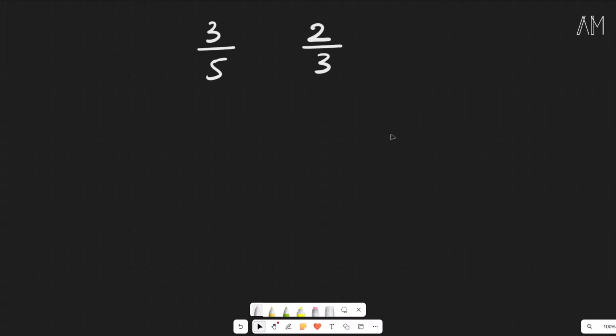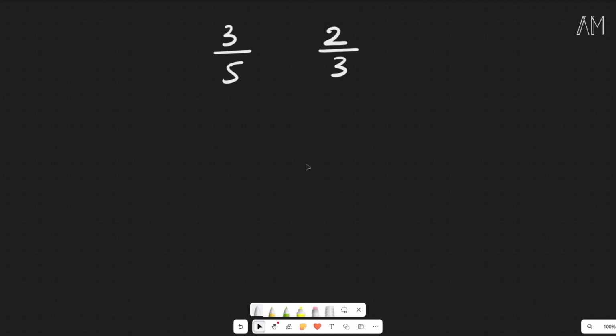How would I know which one is greater? Well, technically there are two methods to do so. Let's take the easy one first, which is the x method. I will multiply each denominator by the other's numerator.